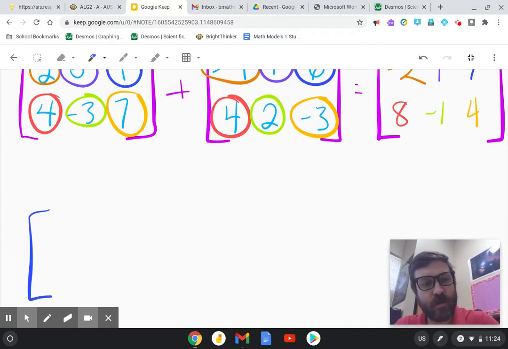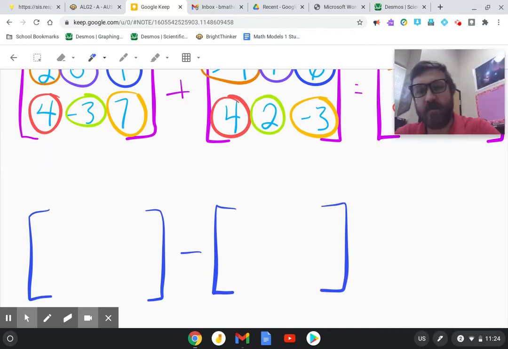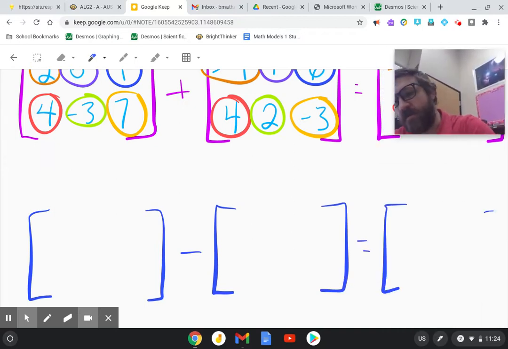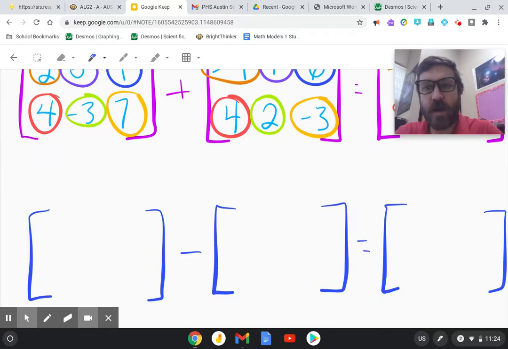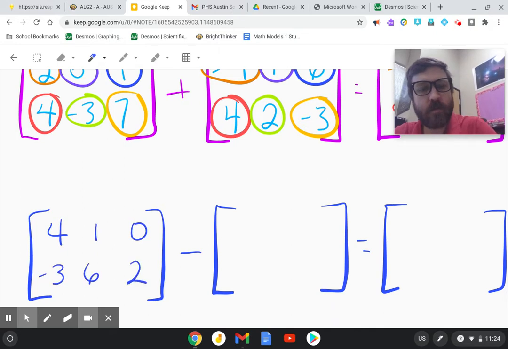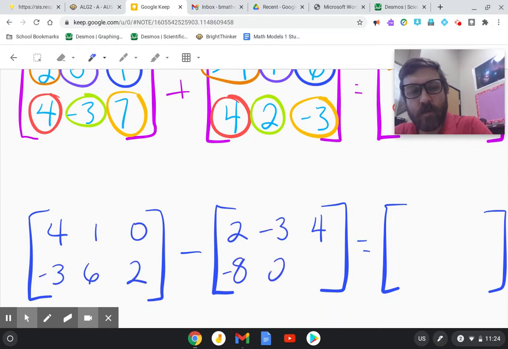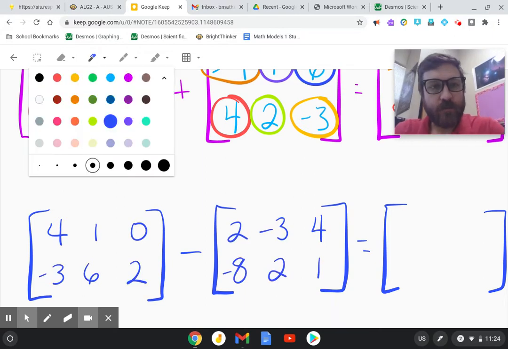So let me do a subtraction one real quick. But the only thing you have to be careful of here is just keeping track of negatives since you're subtracting. So let's say I have the following. Just make one up here. So let's say I have these two matrices. I'm subtracting. I'm not going to do the whole thing like I did up above. We're going to do each step.